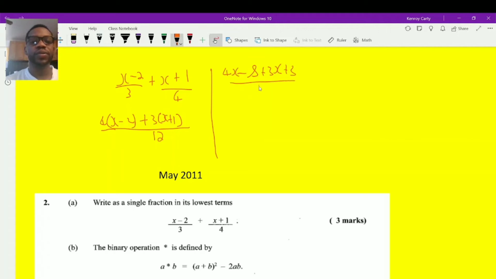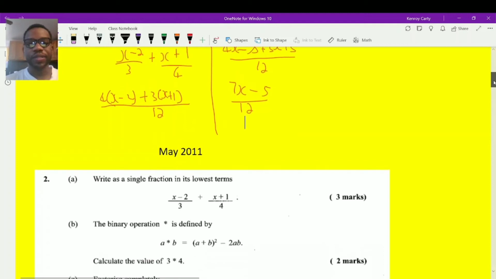We're good to go so far. Now, looking at like terms, you're going to have a positive 4x plus 3x is going to give you a 7x, but a negative 8 plus 3 is going to give you a negative 5 over 12. Can that go any further? No. Alright, unlike terms, so that's the end of your expression.